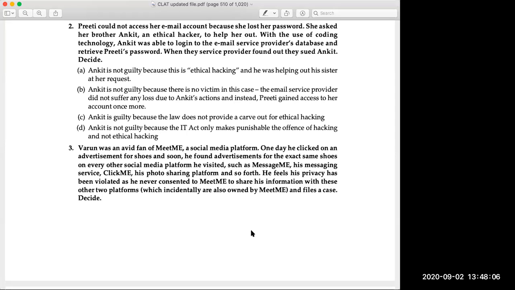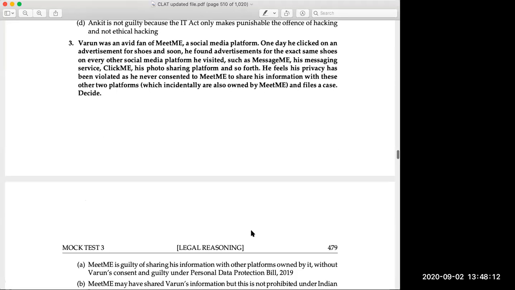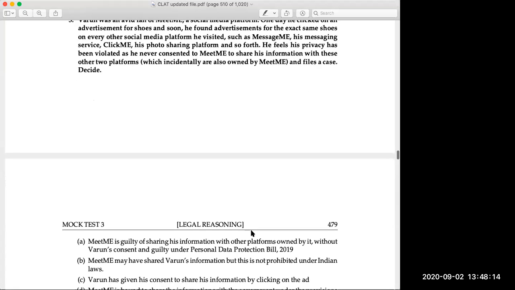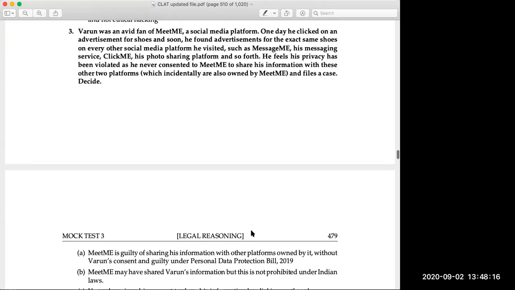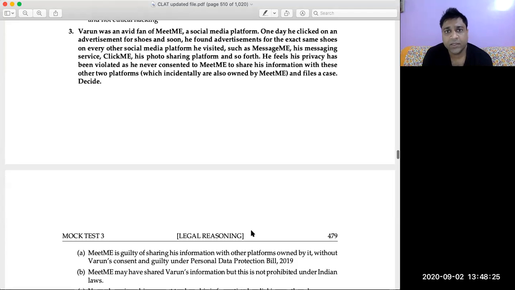MeetMe is guilty of sharing his information with other platforms owned by it without Varun's consent and guilty under Personal Data Protection Bill 2019. And this can be inferred from the last passage, which says the same thing, the Personal Data Protection Bill 2019. Okay, Mimansha, you are correct. Now, of course, the answer is A for the reason you have said.